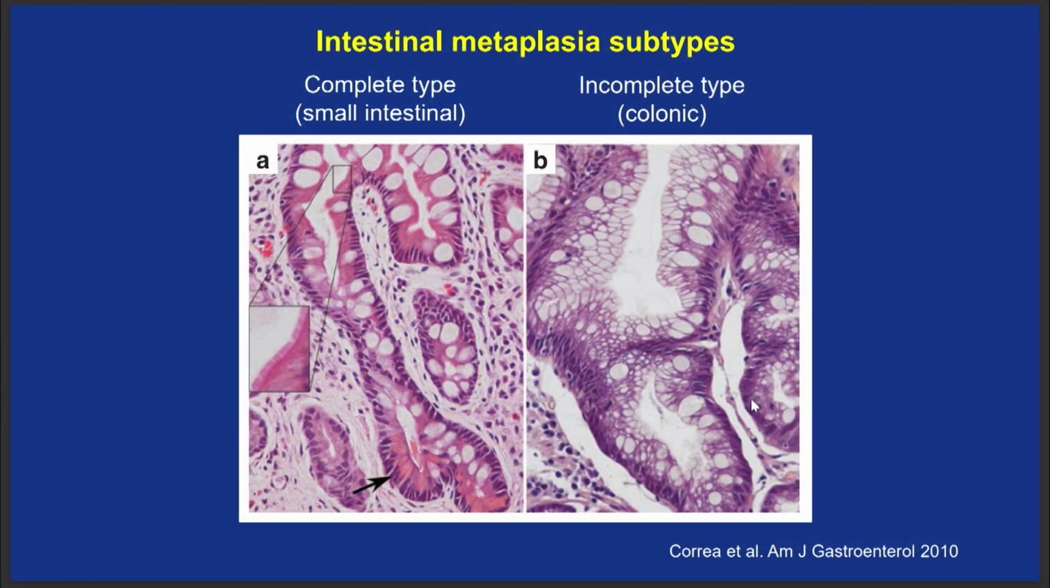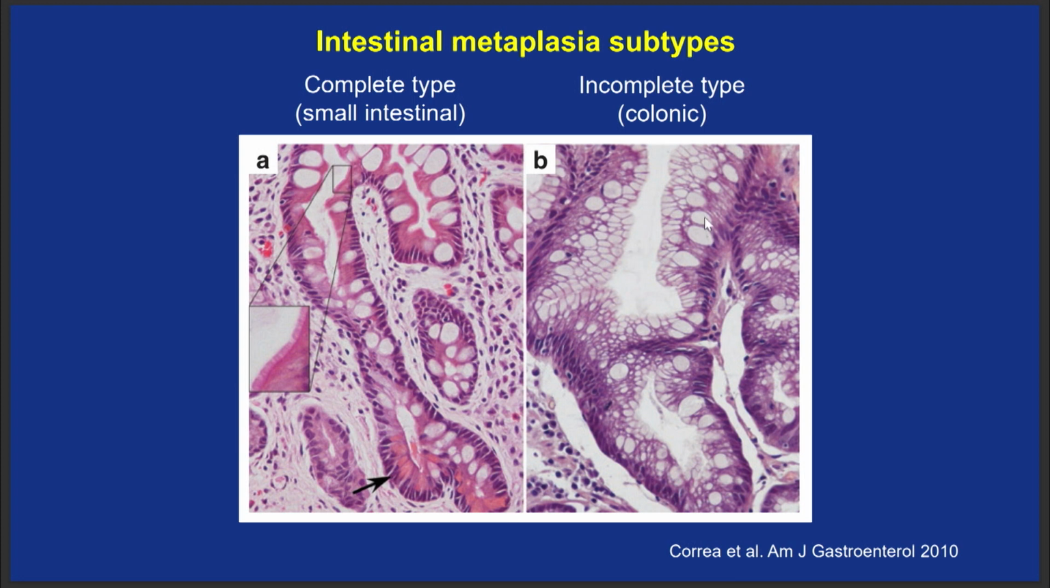About the intestinal metaplasia subtypes, one of the main classifications that has been used more frequently recognizes 2 types, the complete and the incomplete type. In the complete type, also called small intestinal, the main characteristics are these big goblet cells that are very well developed, and they are separated by lines of enterocytes, which are these eosinophilic cells with brush border. You can see here the brush border in this magnification. And also very important are the Paneth cells at the base of the glands.